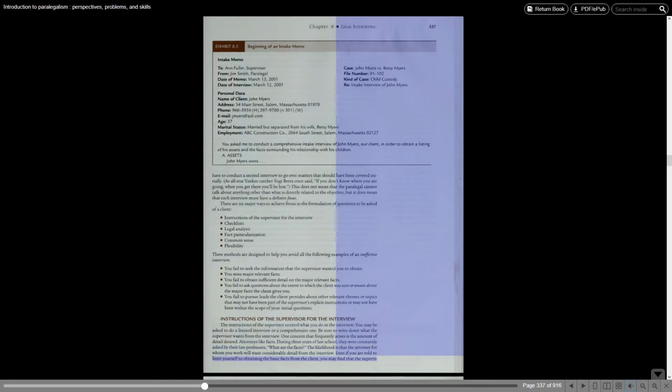Even if you are told to limit yourself to obtaining the basic facts from the client, you may find that the supervisor wants a lot of detail about those basic facts. When in doubt, the safest course is to be detailed in your questioning. Legal analysis: the application of one or more rules to the facts of a client's case in order to answer a legal question that will help, one, keep a legal dispute from arising, two, resolve a legal dispute that has arisen, or three, prevent a legal dispute from becoming worse. Legally relevant: contributing to the resolution of a legal problem or issue.